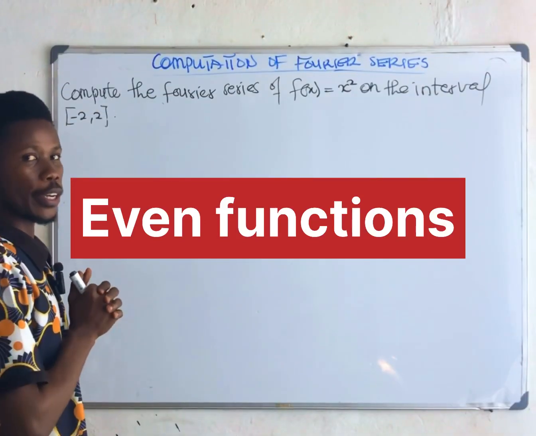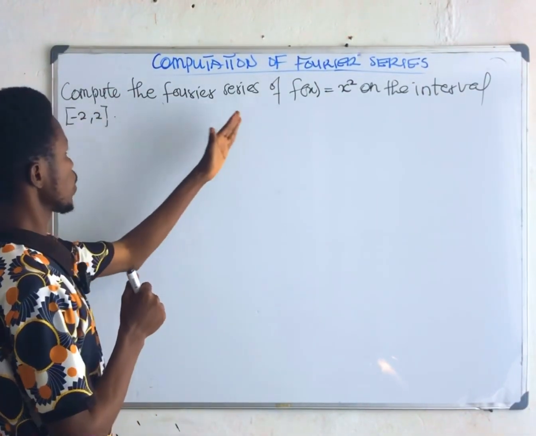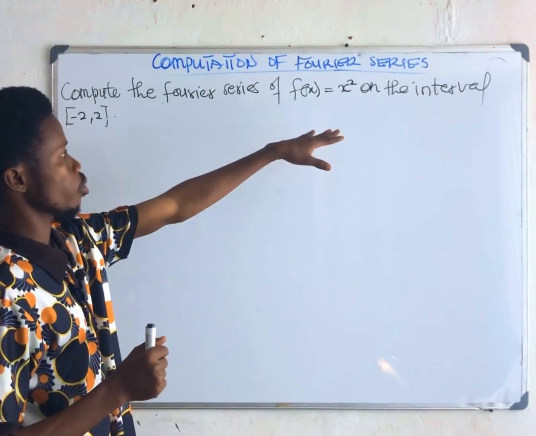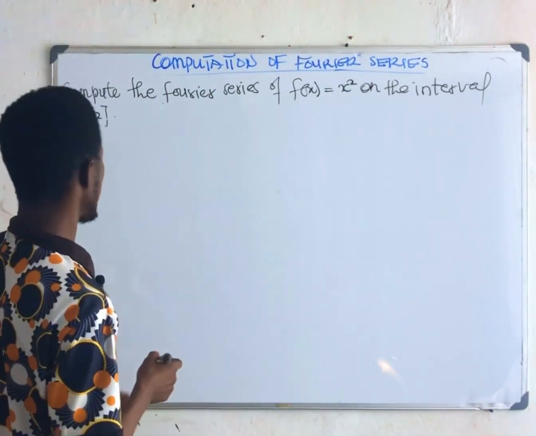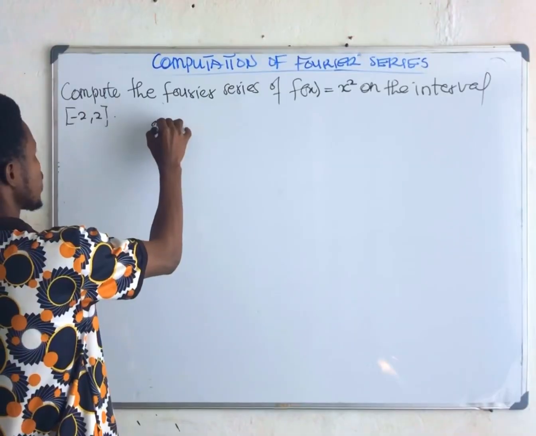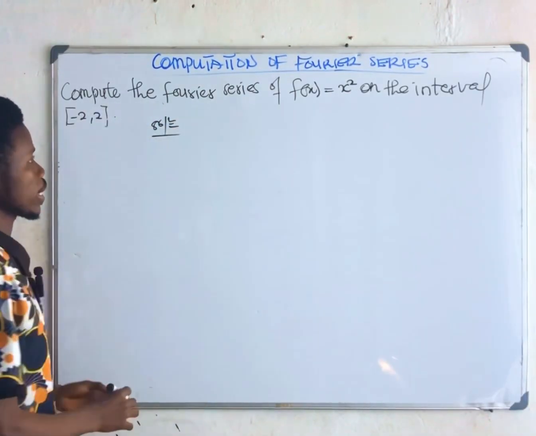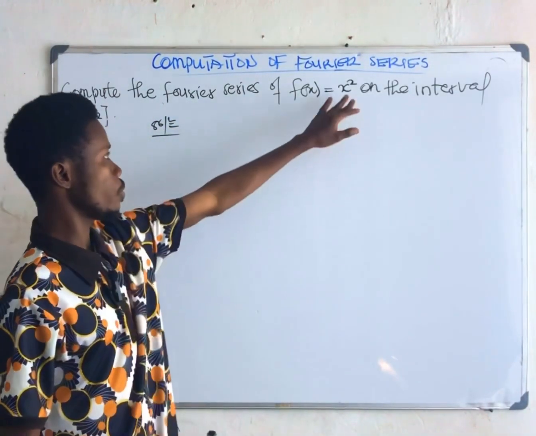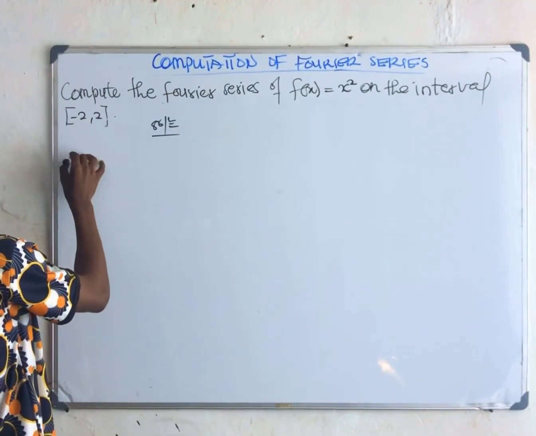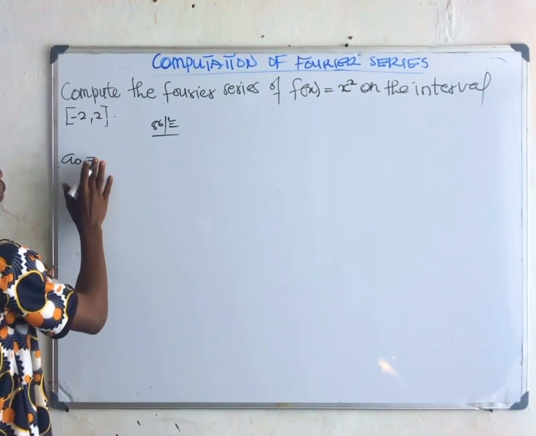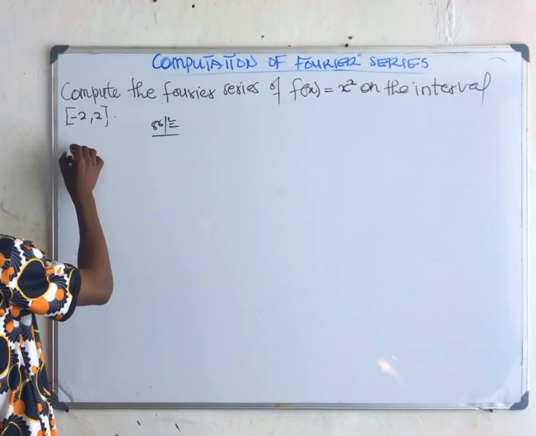At the second example: compute the Fourier series of f(x) = x squared on the interval -2 to 2. Here we are lucky not to write the next steps. Just like the first one, but remember this is an even function, right? Good. So for the even function, first let's find our a naught. Or let me write the formula first.